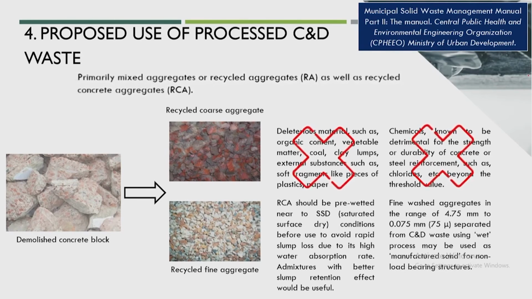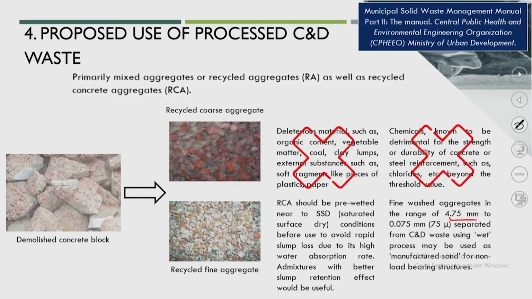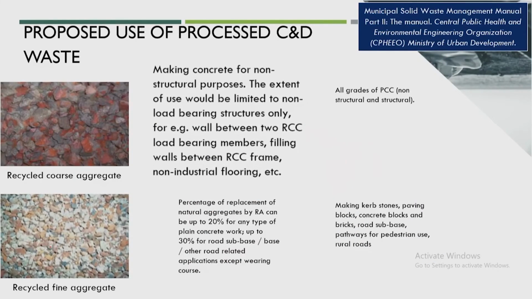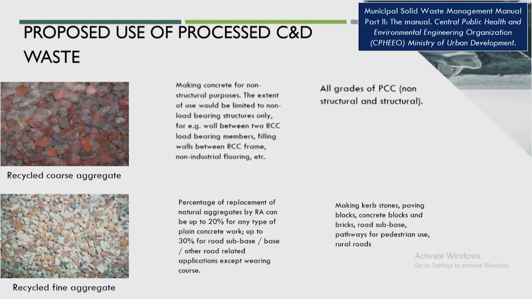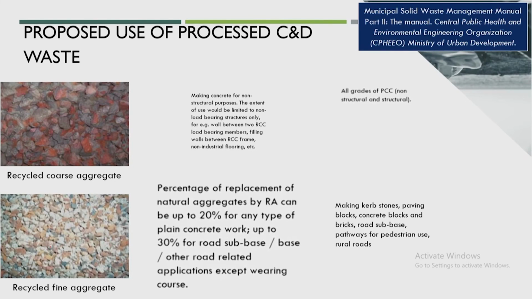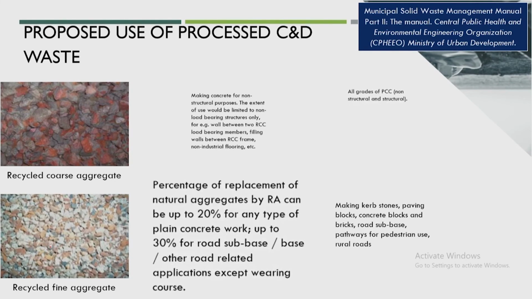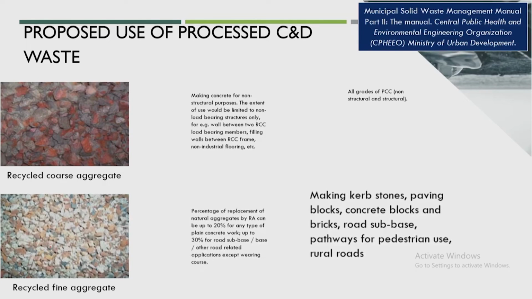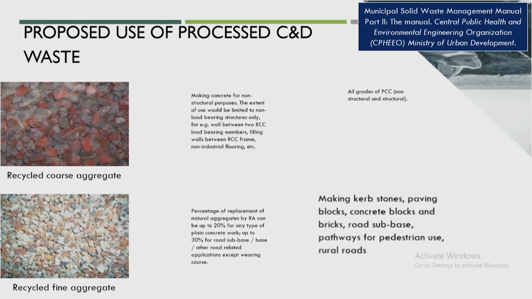Like fine washed aggregate in the range of 4.75 mm to 0.075 mm can be utilized for other construction purposes. Again, these coarse aggregates and fine aggregates can be used for making concrete for non-structural purposes. Also, low grades of PCC could be made out of these aggregates. Percentage replacement of aggregates around 20% we can replace by these kinds of aggregates, and also we can make paving blocks or concrete blocks or bricks using such coarse and fine aggregates.